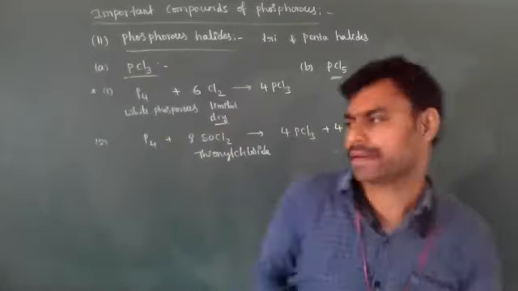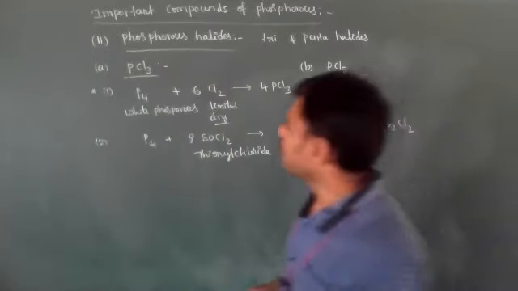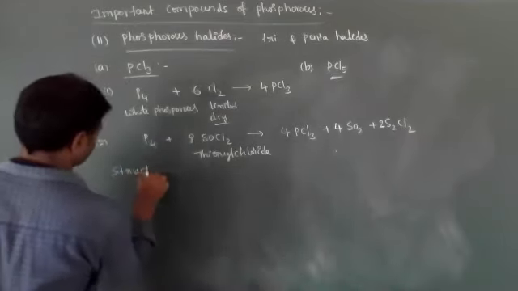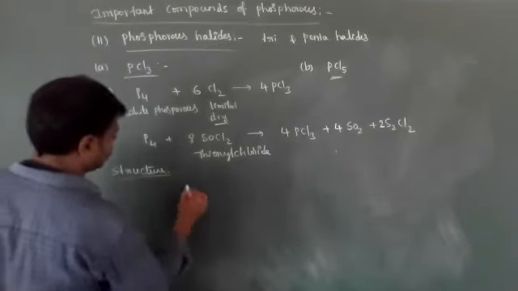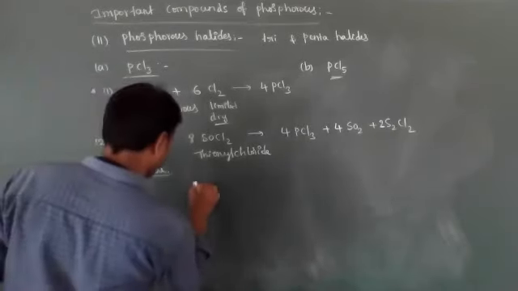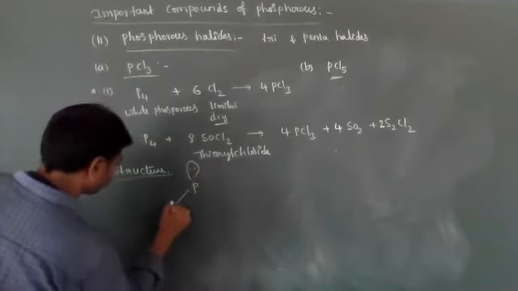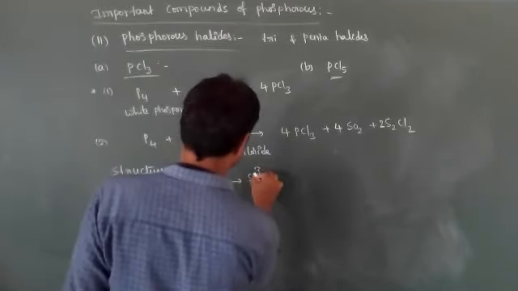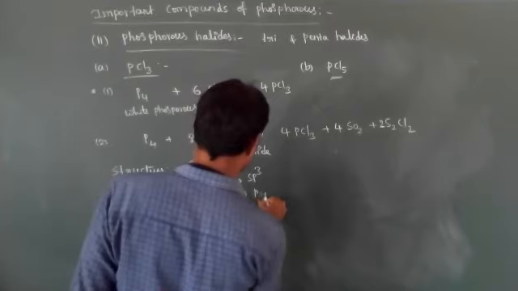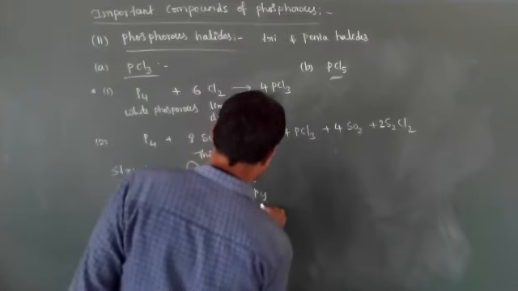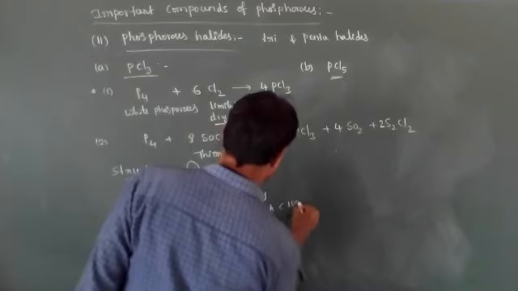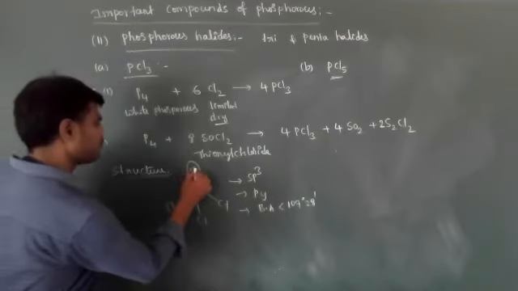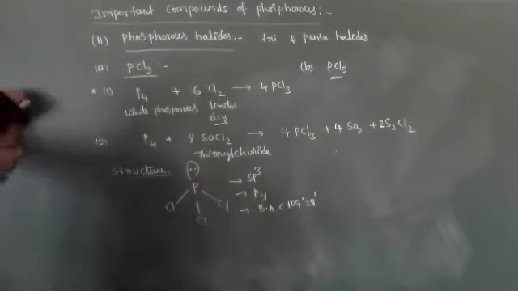So these are the important preparation methods of phosphorus trichloride, and now the structure of phosphorus trichloride. The structure of phosphorus trichloride is like PH3 only, because the phosphorus has one lone pair and 3 phosphorus-chlorine bond lengths are present. Its hybridization is sp3 and the shape is pyramidal, and the bond angle is less than 109 degrees 28 minutes because of the presence of one lone pair. Let's see chemical properties.